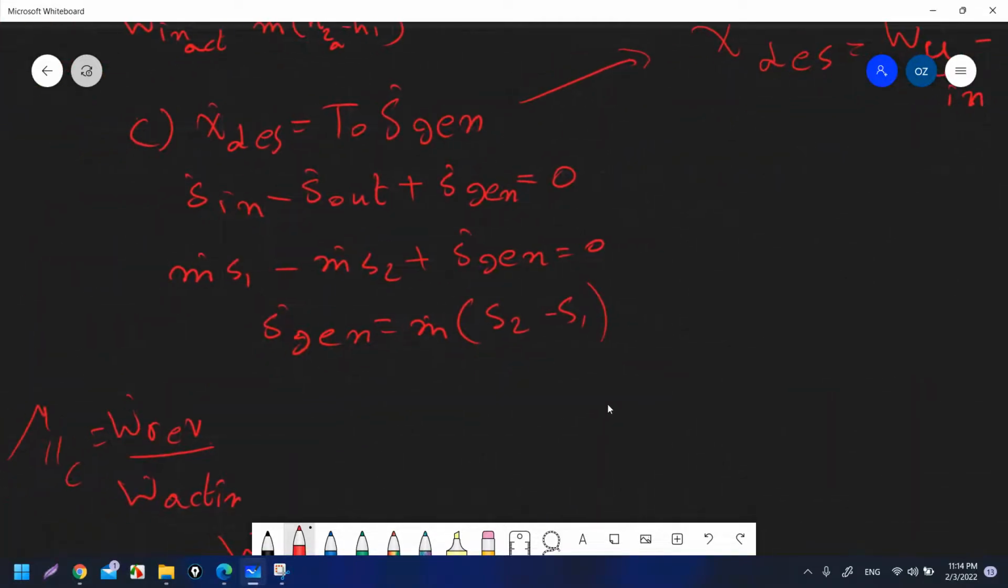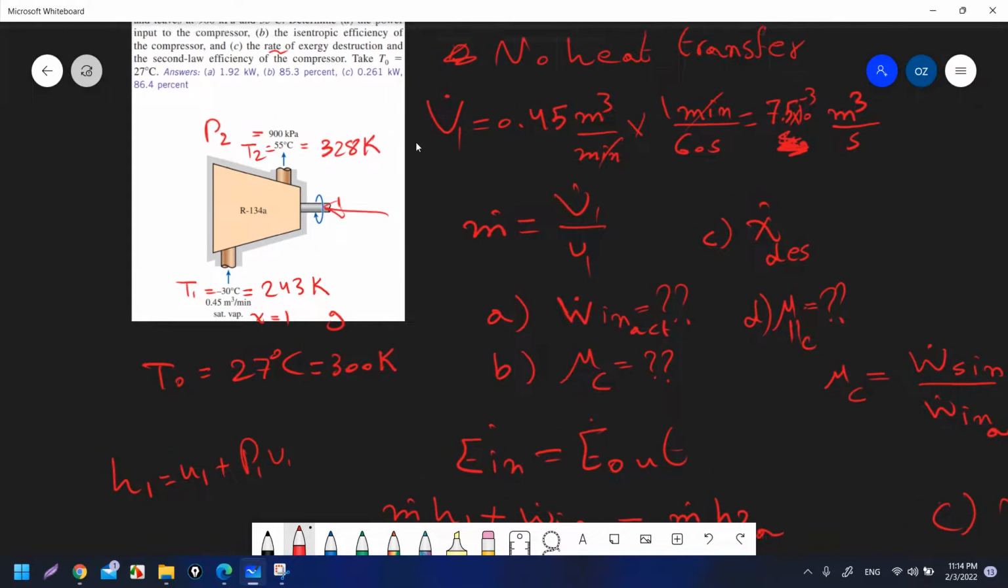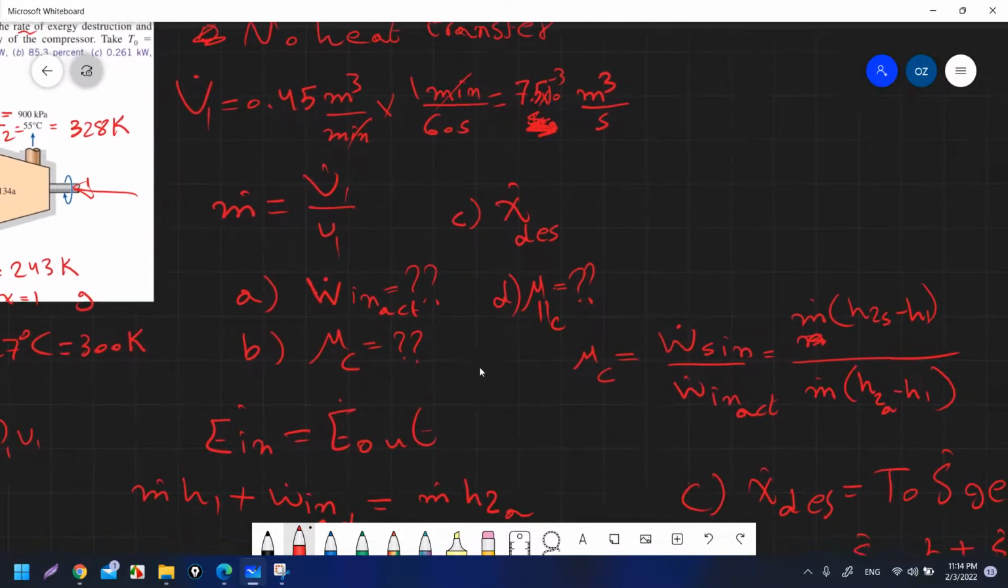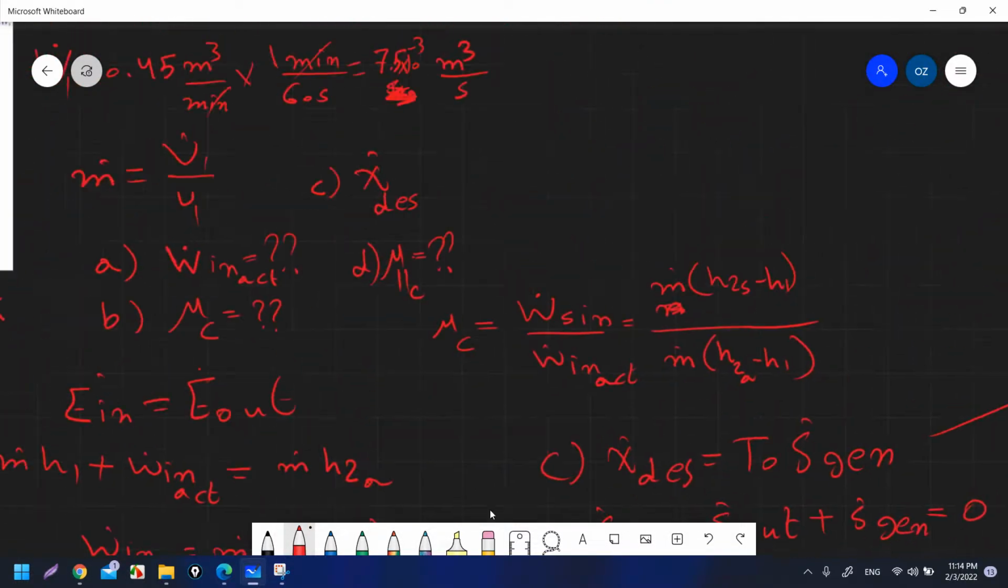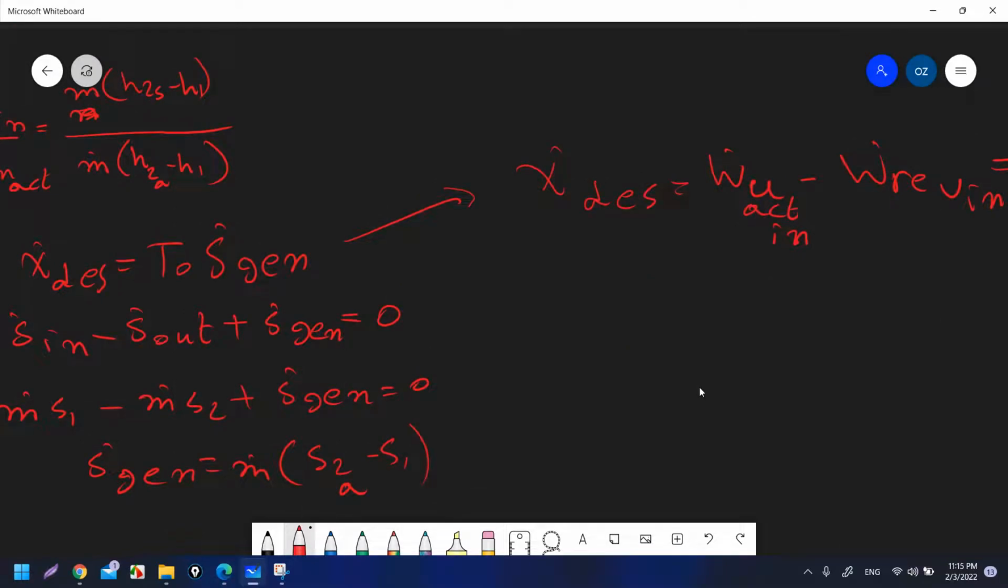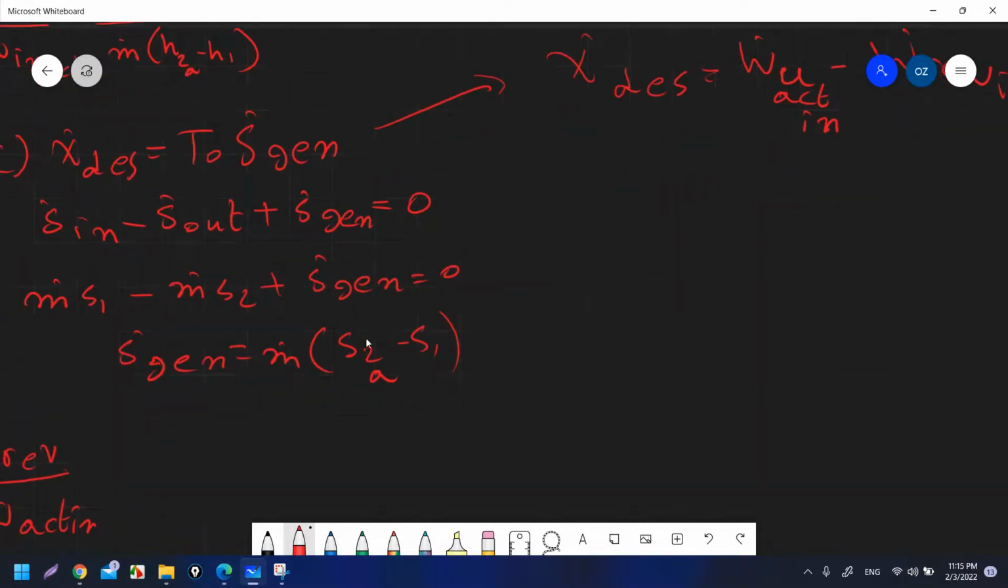So this one is S2A. It is the actual one. And he already didn't say anything about X destroyed. In the first place, you cannot say there is X destroyed in the reversible one. Already in the exergy balance we say it is equal to 0. To calculate the work reversible, we say when there is reversible work, the exergy destroyed is 0. So you cannot say this one is 2S, because exergy destroyed is not a reversible property. Okay, so this is S2A.